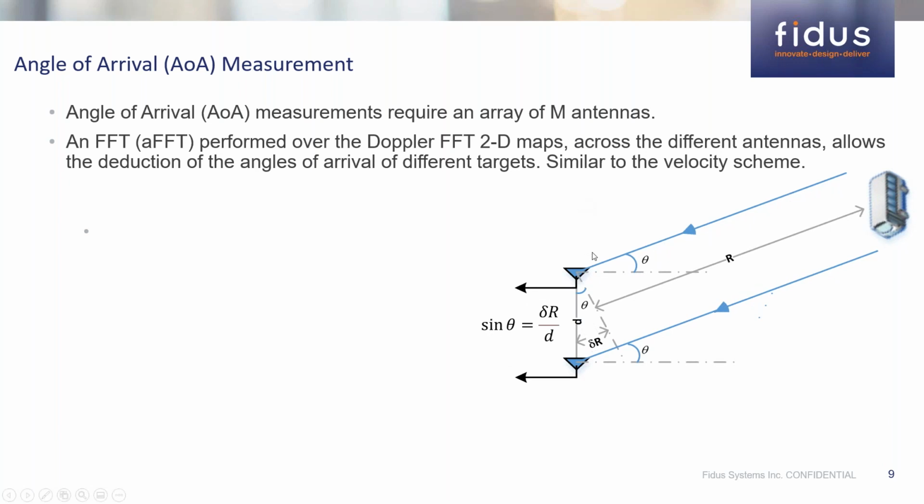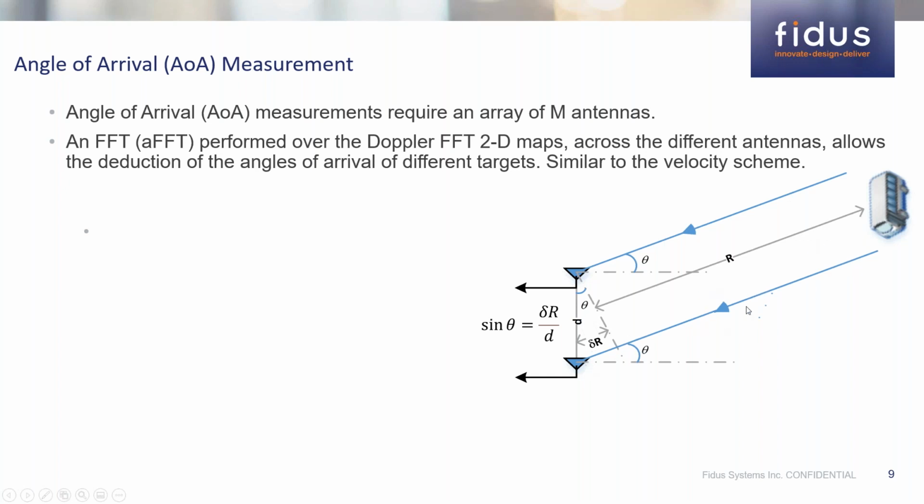For the speed, we are considering successive chirps, so in time. Similarly, for the angle, we are going to do it in space. From one antenna to the other, we are going to deduce the phase difference. An echo arriving at two successive antennas hits the antennas at different times.